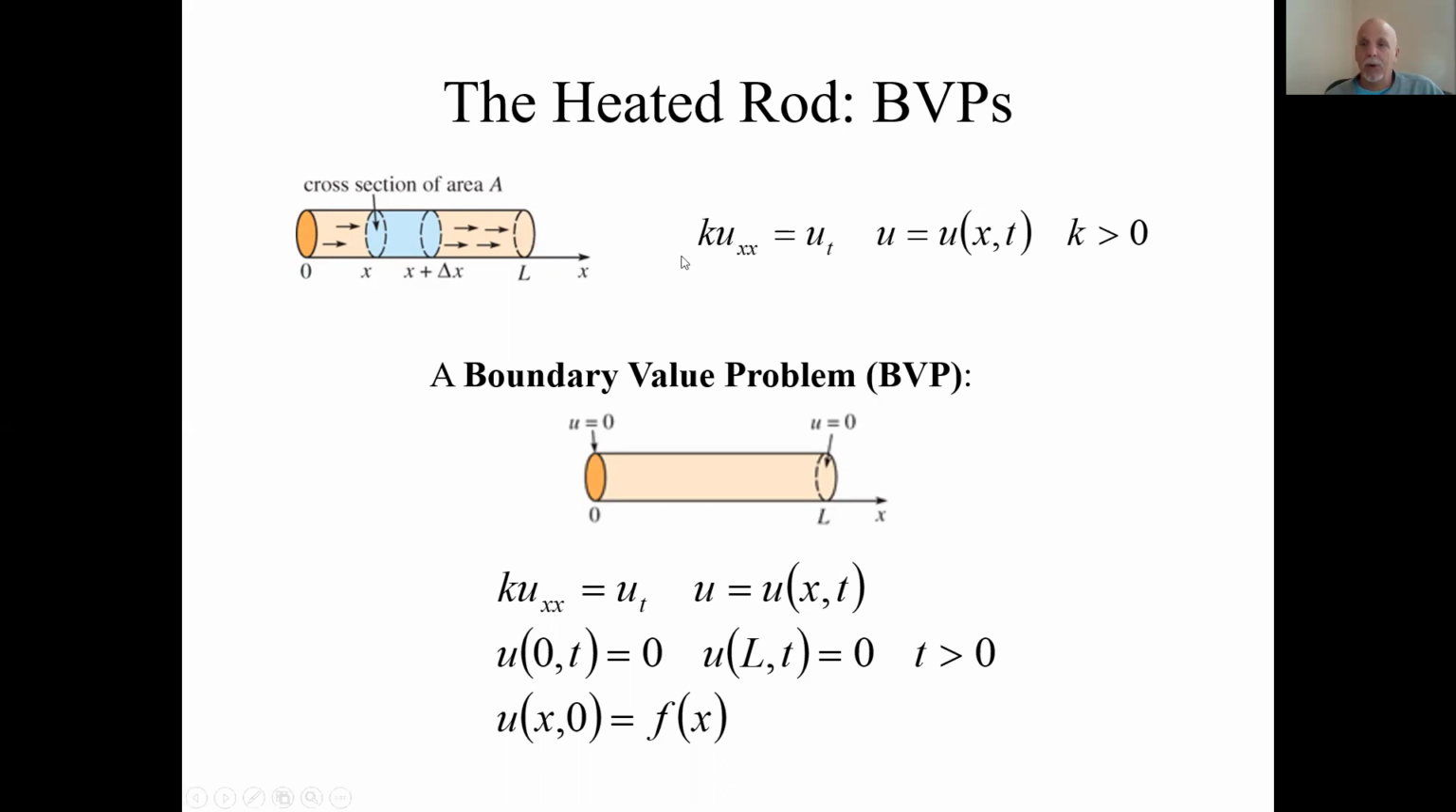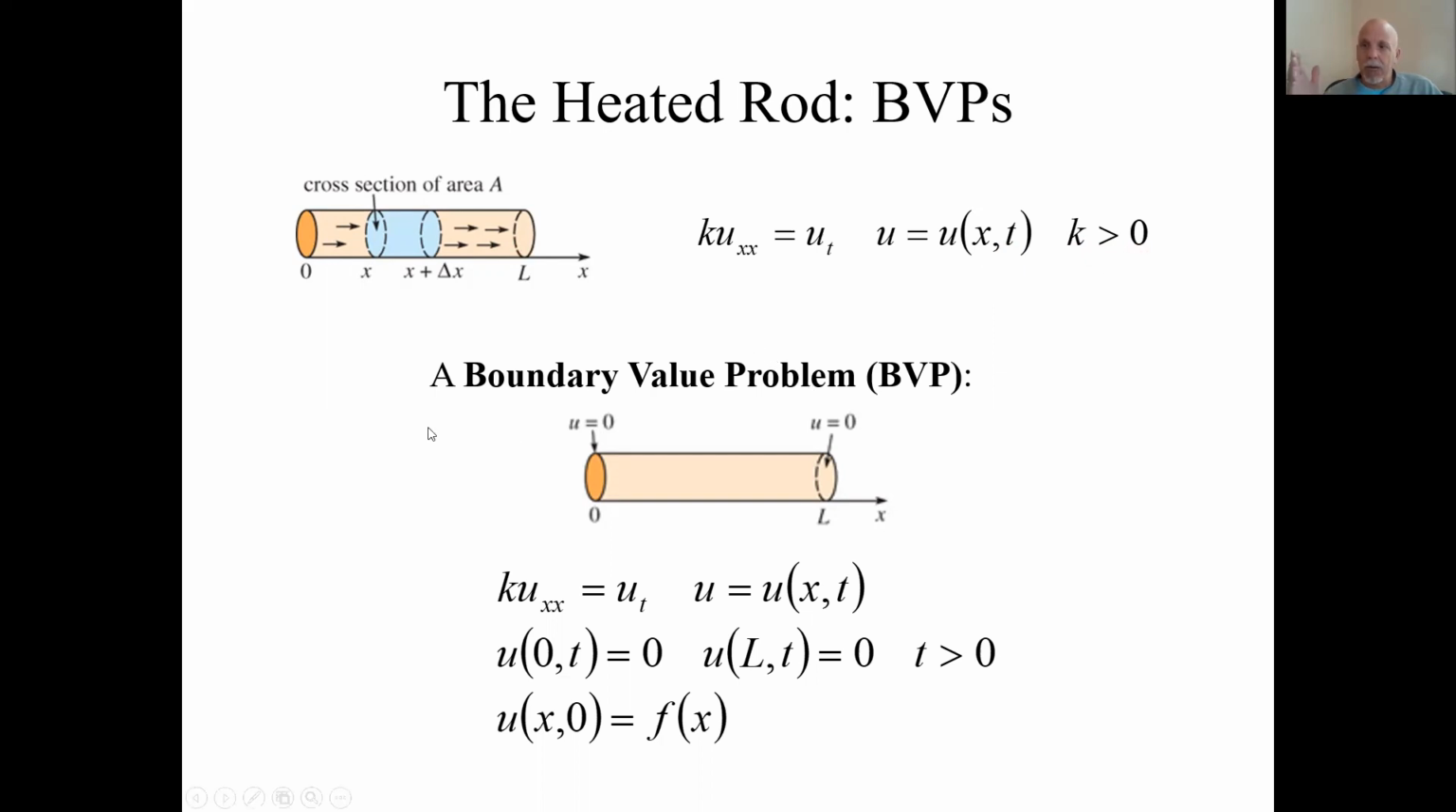And take my word for it. By the way, I derived this from the physics in my written up lecture. If you want that, email me. But the partial differential equation is written this way. We use a function of two variables, the distance along the rod, x, and time, t, where k has to be greater than 0.